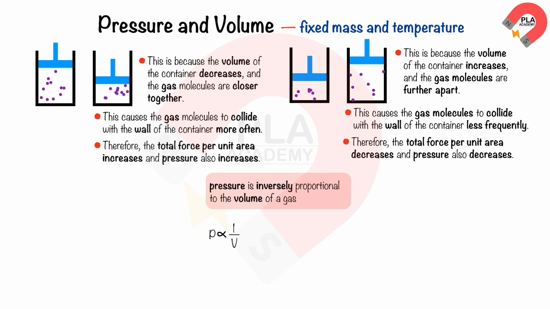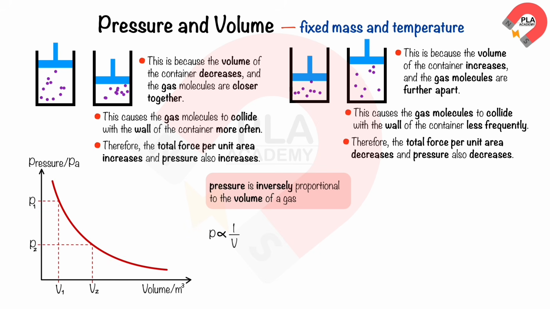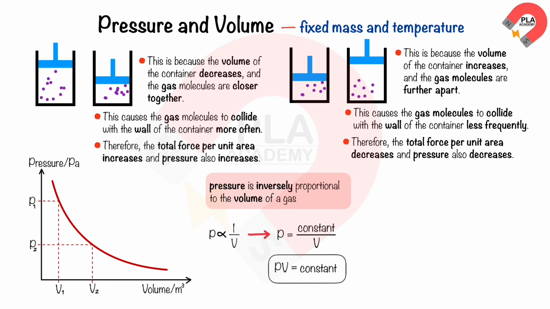The graph of pressure in Pascals against volume in cubic meters is shown in the diagram. It is a reciprocal graph. We can write the reciprocal equation of the graph as P equals a constant value divided by V. This means that the product of the pressure and volume of a gas is constant. Therefore, P1V1 equals a constant value.